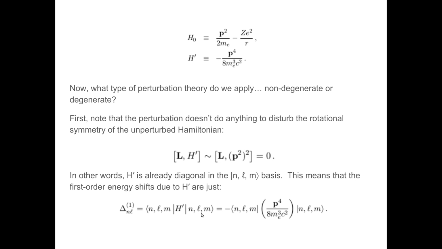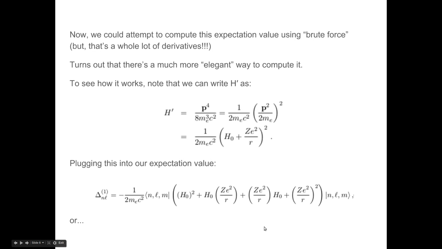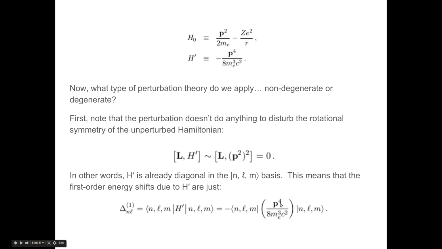Okay, so that means that if I want to compute the first order energy correction, I just need to consider this matrix element, right? And this matrix element, if I plug in what H prime is, looks like this. Okay, simple enough, right? And we could actually take this thing and write it in position space. So you'd have 4 derivatives, right?